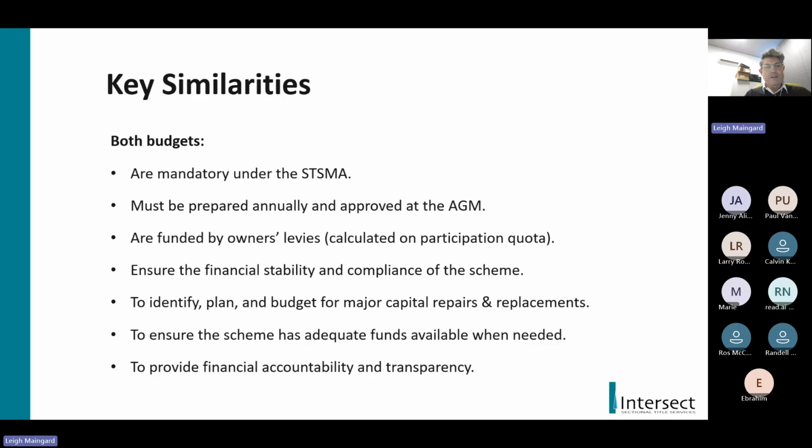It ensures the financial stability and compliance of the scheme. It's there to identify and plan and budget for major capital repairs and replacements. It's there to ensure the scheme has adequate funds available when needed, and it is there to provide financial accountability and transparency. And I think the accountability, transparency, to be prepared to plan ahead is ultimately the underlying importance of both these two budgets.